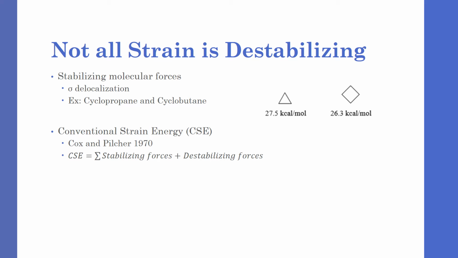So, in order to account for all of the stabilizing and destabilizing forces in a cycloalkane, Cox and Pilcher in 1970 brought to us the concept of conventional strain energy, or CSE. This is the sum of the stabilizing forces and the destabilizing forces of a molecule.